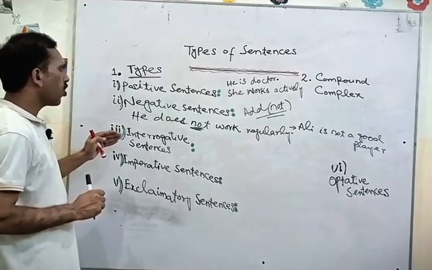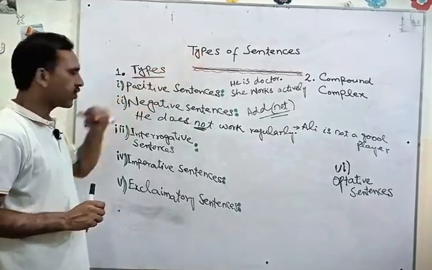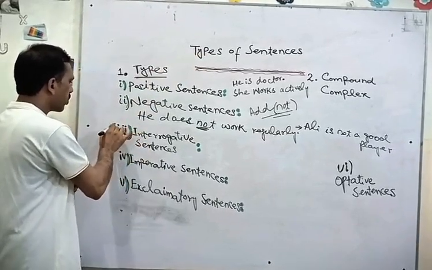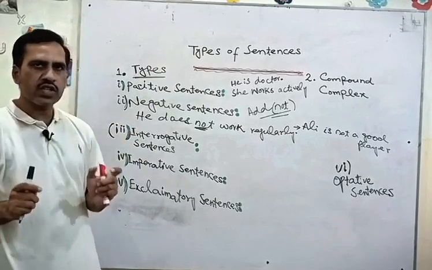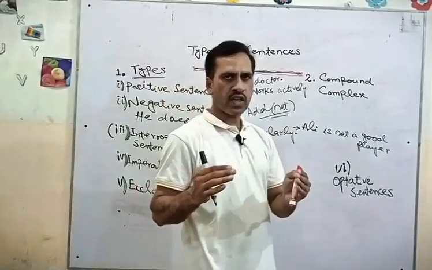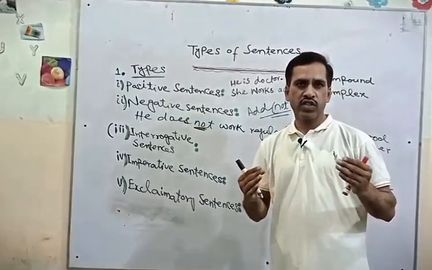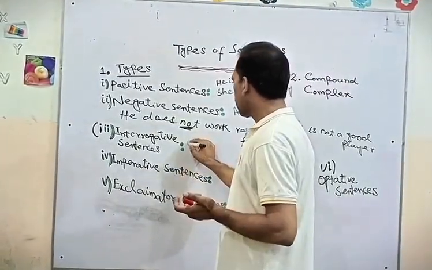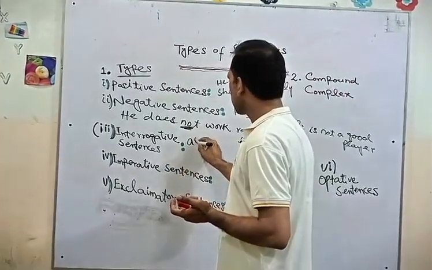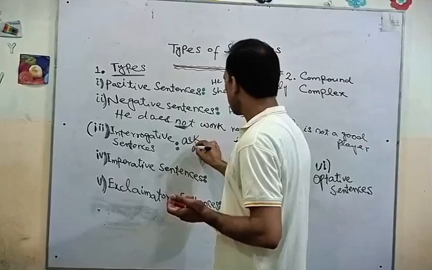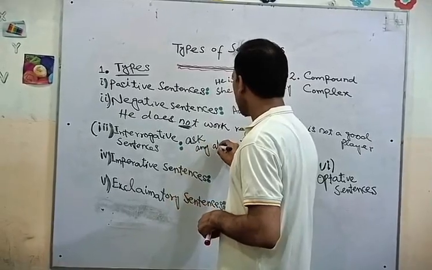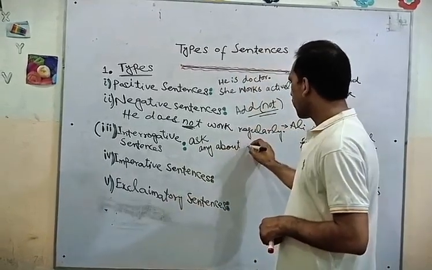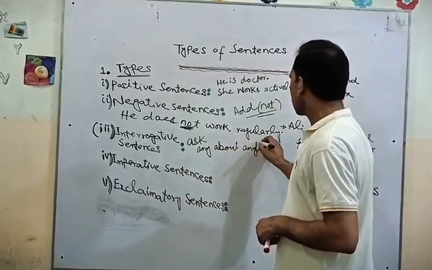The other type of sentences is interrogative sentences. Interrogative sentences are those sentences in which we ask questions about others. For example, we can ask any question about a person, about anything.